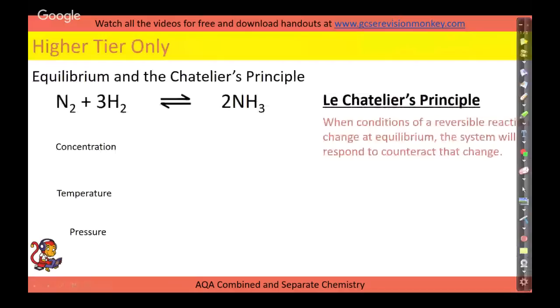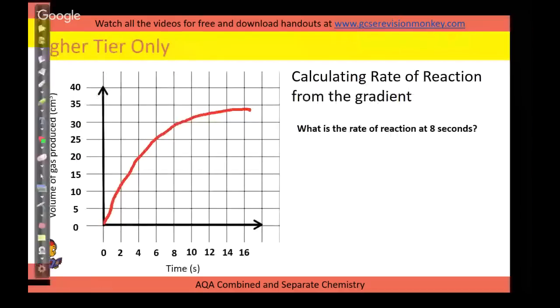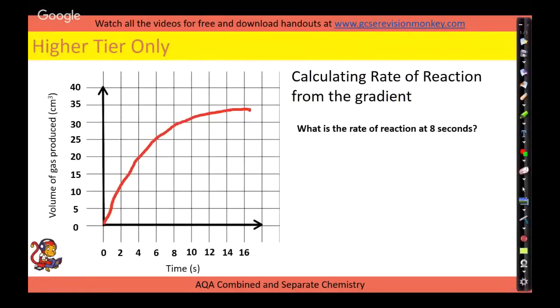So, calculating a gradient from a graph. This question says, what is the rate of reaction at 8 seconds? This time we need to use a tangent to calculate the rate of reaction. At the point of 8 seconds, what you need to do is draw a line as close to the line as possible, so it's meeting there at 8 seconds at this point here. It's meeting there and it is as close to the line as possible.